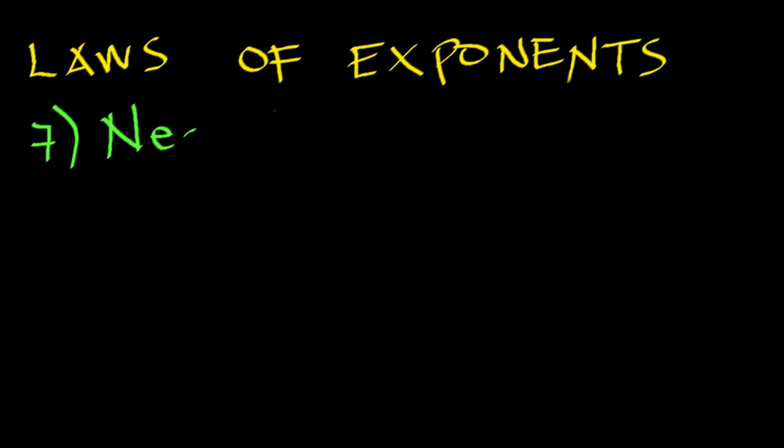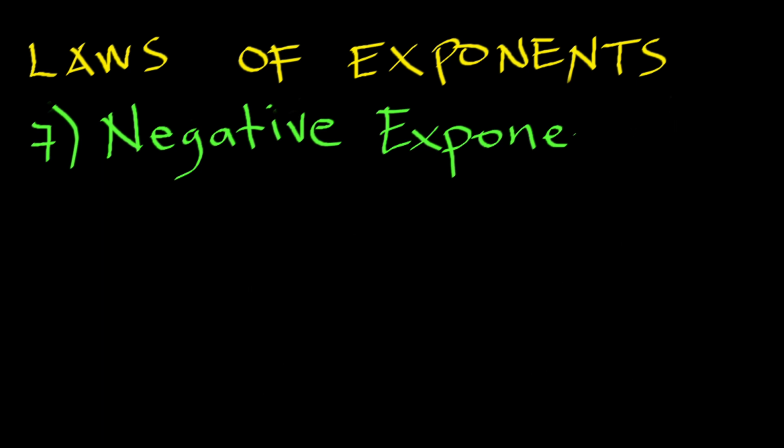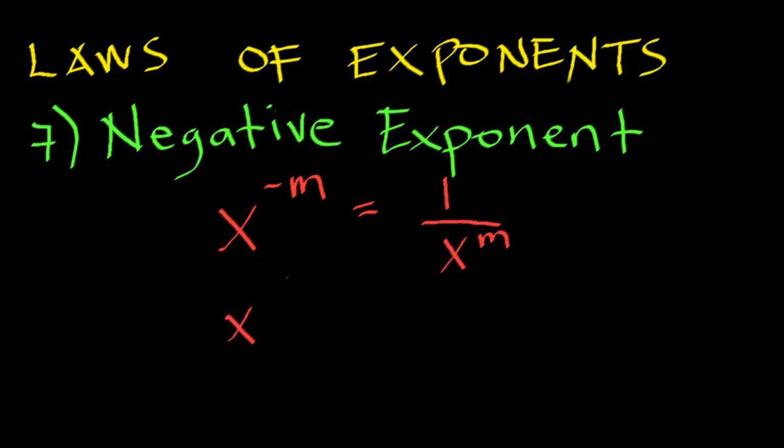Lastly, we have negative exponent. Remember, any variable na i-raise natin sa negative exponent will yield the reciprocal of the variable na naka-raise naman sa same exponent pero magiging positive na yung kanyang sign. So we have x raised to negative m equals sa 1 over x raised to m. For example, we have x raised to negative 2, equal lang yan sa 1 over x squared.